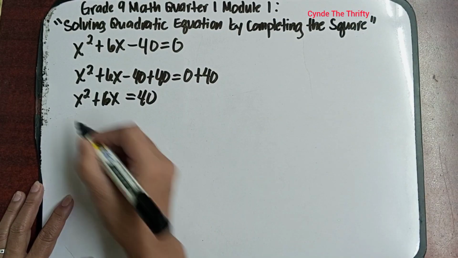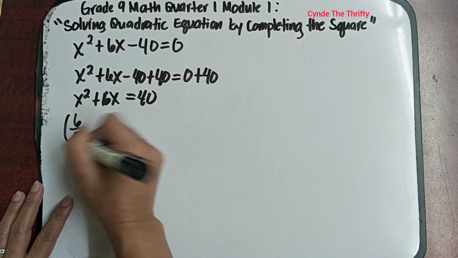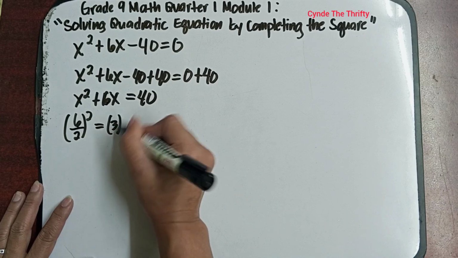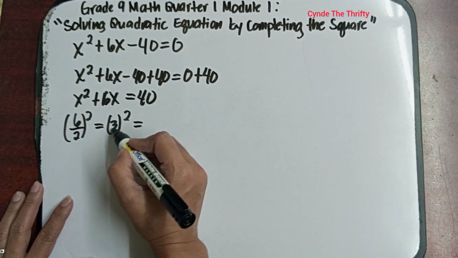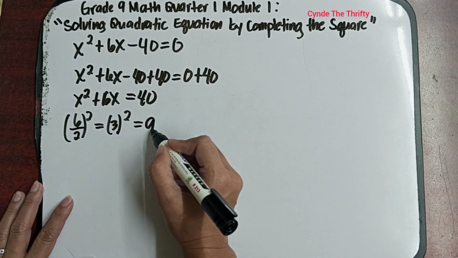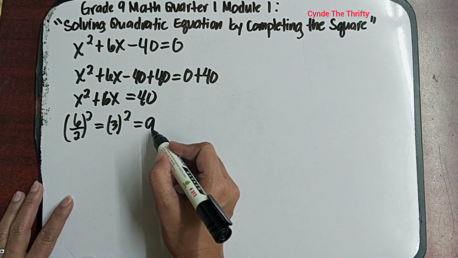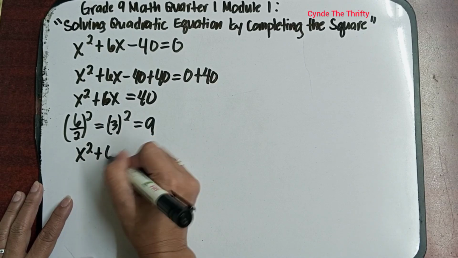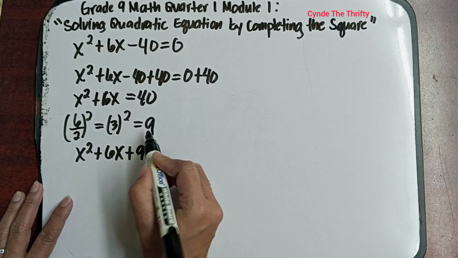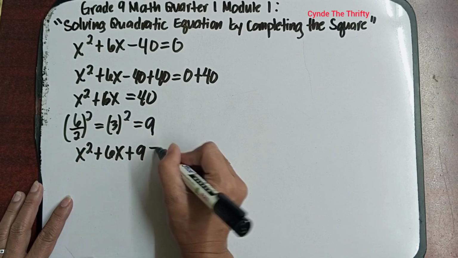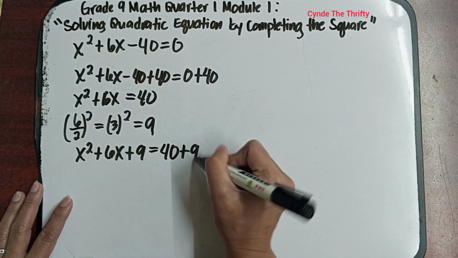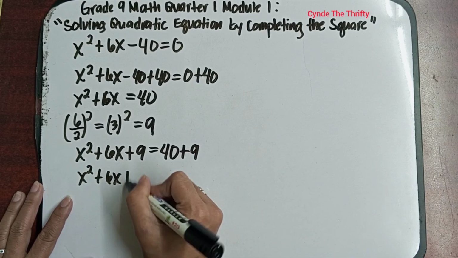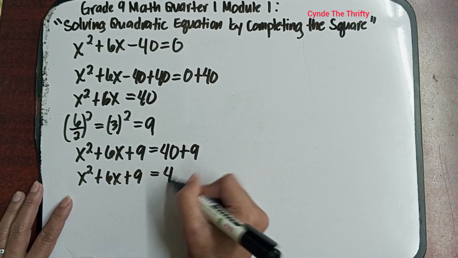So, ang value ni b is 6, so that is 6 divided by 2 squared is equal to 6 divided by 2 is 3 squared. And 3 squared or 3 times 3 is equal to 9. And then, ang next step, si 9 is i-add natin both sides of the equation. So, x squared plus 6x plus 9, i-add natin si 9 sa both sides of the equation is equal to 40 plus 9. Then simplify. So x squared plus 6x plus 9 is equal to 49.